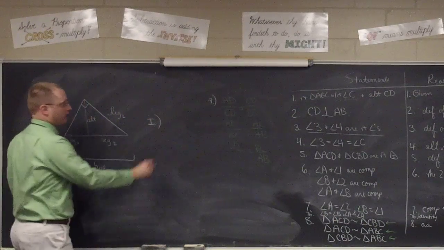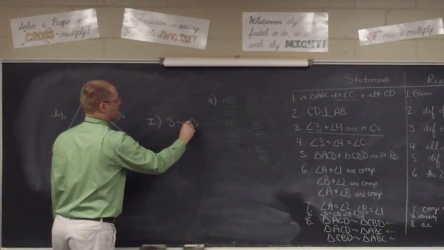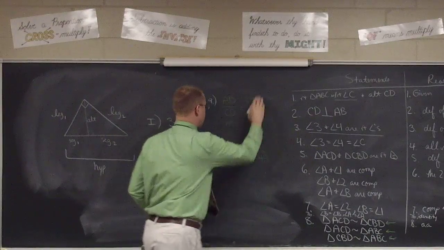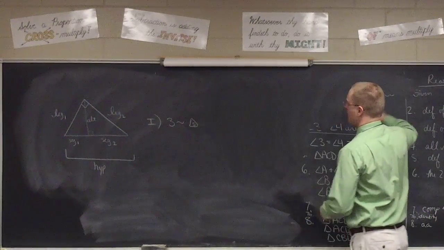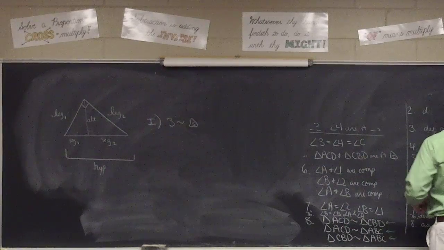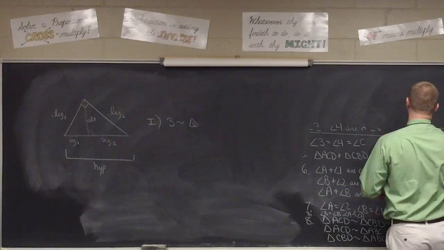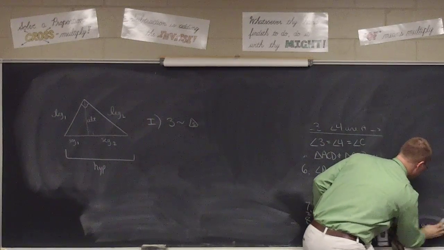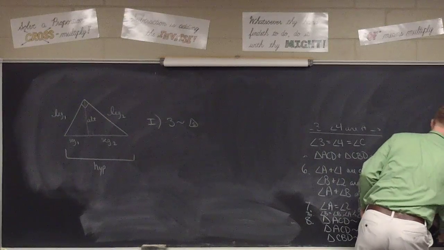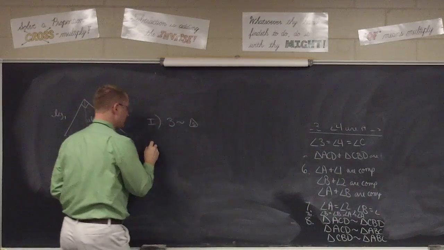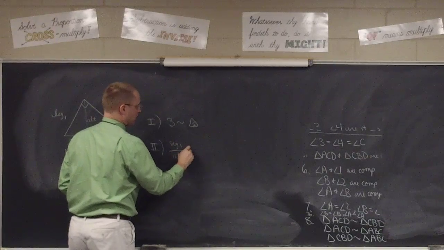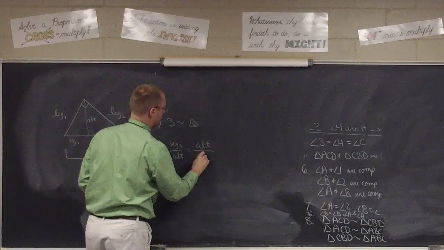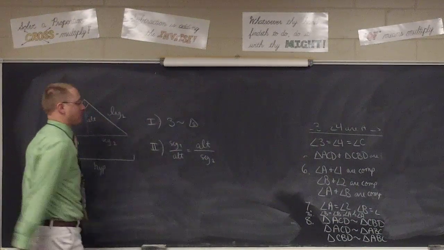Roman numeral 1, we have 3 similar triangles. Roman numeral 2, segment 1 is to altitude as altitude is to segment 2.